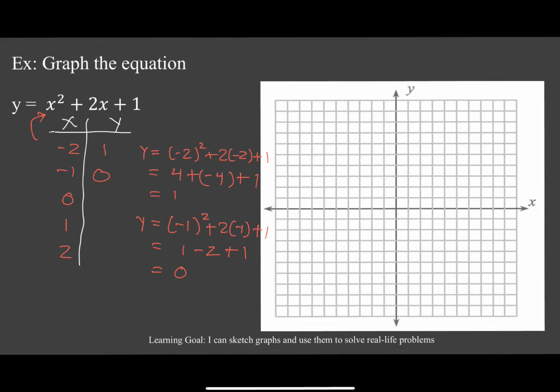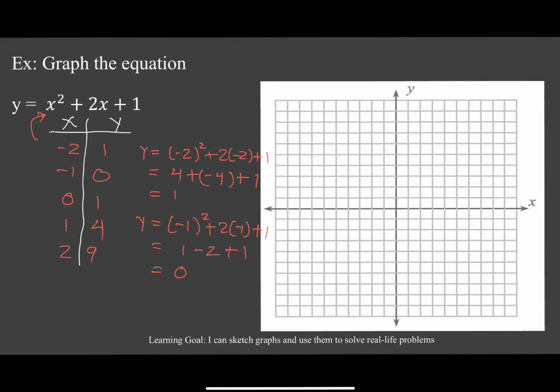I'm going to continue to do the same thing for each of the other points in our graph. I'm going to get a 1 for our x is equal to 0 value. I would get a 4 when we plug in x is equal to 1. And then finally, we would get 9 when we plug in 2.